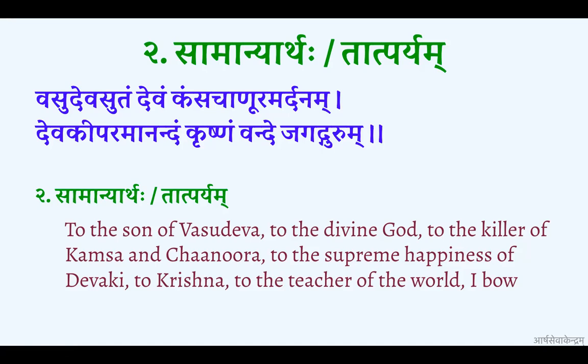So at random, there are crores and crores of shlokas. If somebody gives you a shloka at random, it is very hard to find out the meaning or do the vyakhyana of that. So usually you'll have some context to that. So what is the Samanyarthaha? To the son of Vasudeva, to the divine God, to the killer of Kamsa and Chanura, to the supreme happiness of Devaki, and to Krishna, who is also the teacher of the world, I go. So that is the general meaning.